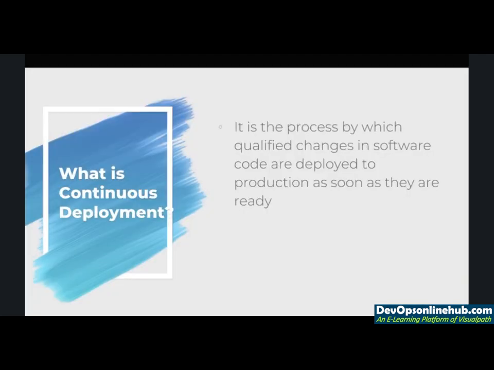What is continuous deployment? It is pretty similar to continuous delivery, but it is the process by which qualified changes in software code are deployed to production as soon as they are ready. So over here in the deployment, only qualified changes are moved to production. So what do I mean? Let's look at a diagram to clarify the difference between continuous delivery and continuous deployment.